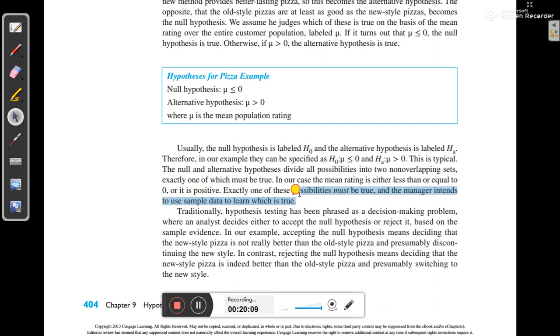And why do you need this? That is for the business. Traditionally, hypothesis testing has been phrased as a decision-making problem. An analyst decides either to accept the null hypothesis or reject it based on the sample evidence. In our example, accepting the null hypothesis means deciding that the new style pizza is not really better than the old style pizza, and presumably continuing with the old style. In contrast, rejecting the null hypothesis means deciding that the new style pizza is indeed better than the old style pizza, and presumably switching to the new style.